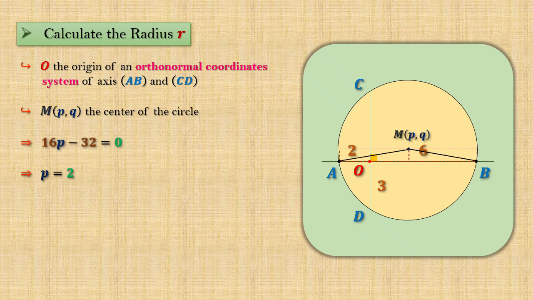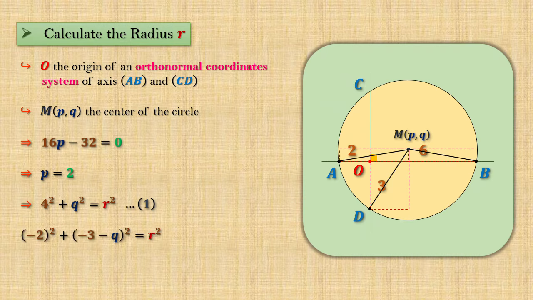Substituting P equals 2 into either previous equation, we obtain 4 to the power of 2 plus Q to the power of 2 equals R to the power of 2. We call this equation 1. Next, tracing the radius from point D to point M, the segment MD has a first component equal to 0 minus P, which is equal to -2, and a second component equal to -3 minus Q. The square of the length of segment MD is equal to the quantity -2 to the power of 2, plus the quantity -3 minus Q to the power of 2, and this is equal to R to the power of 2.